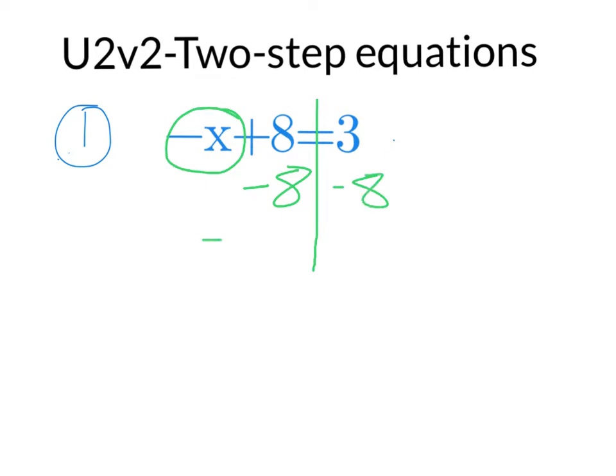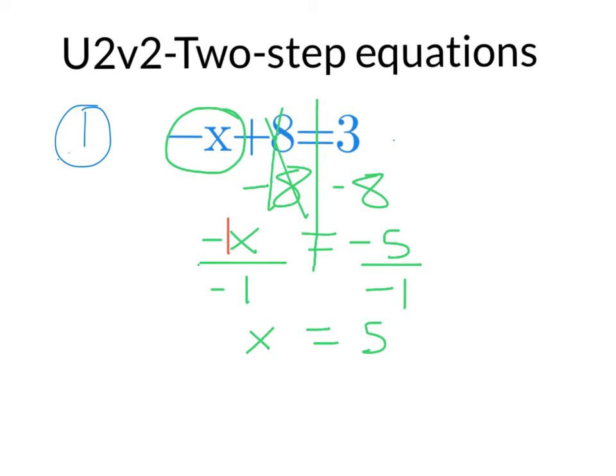So we have negative x left over equals, 8's are gone. 3 minus 8 is negative 5. Well, we need to think that the negative in front of the x is actually a negative 1. So when I'm going to divide, I'm going to divide by negative 1 on both sides. So x equals negative 5 divided by negative 1 is positive 5.